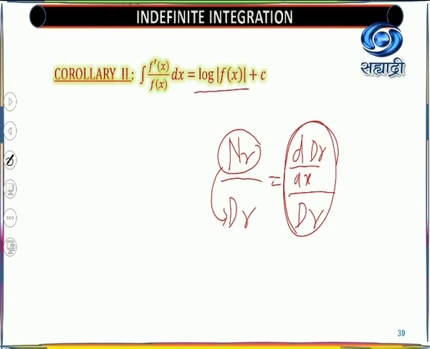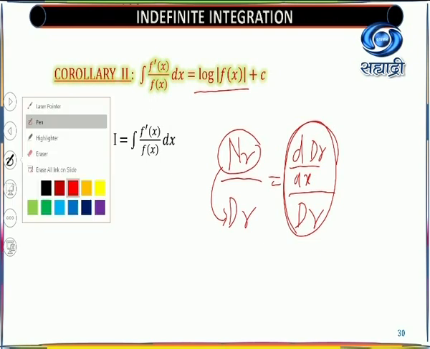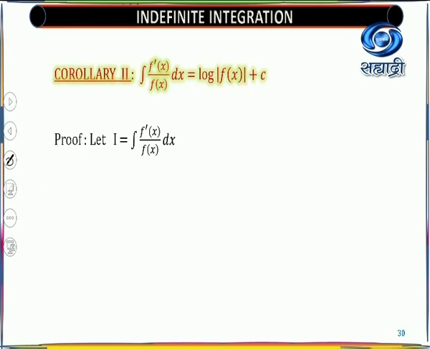You know that this is nothing but f dash x upon f(x). We will see how to use the substitution over here. So we will begin with our example. Look at here. What is given? Given is I equal to integral f dash x upon f(x) dx. Now, as usual we are dealing with the substitution method. So what do you need to substitute? You need to substitute f(x) equal to t.